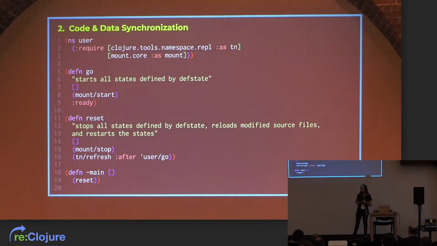So this is a simple example for this kind of file. It creates the user namespace, and then we have the main function we all know, that will start our program, but now it will just call the reset function. The reset function will stop the state, so it will clear the data we have, and then refresh the code, so it will get the changed namespaces and reload them to the REPL. Then by calling the go function, we will reload the data again, and have everything synchronized. So basically what it means is just clean the plate and start all over again.